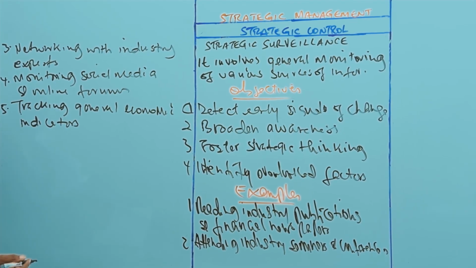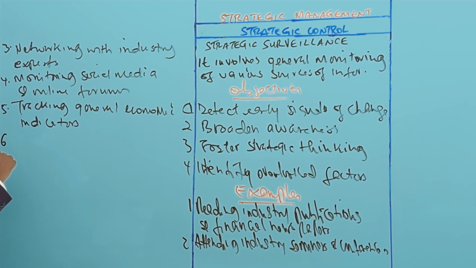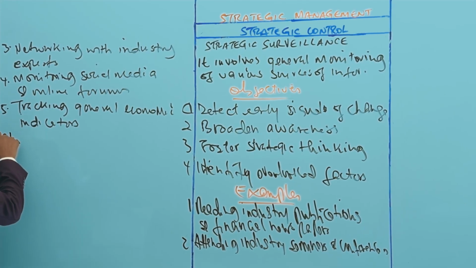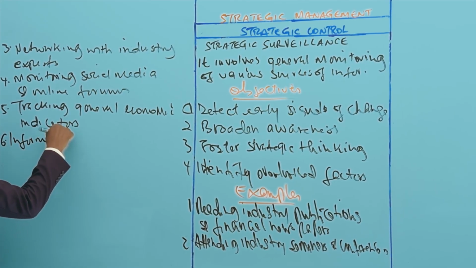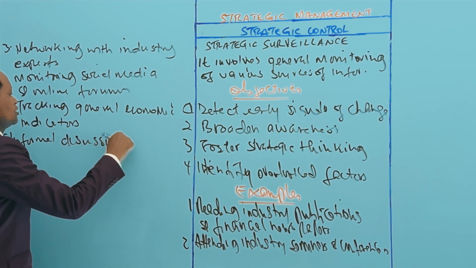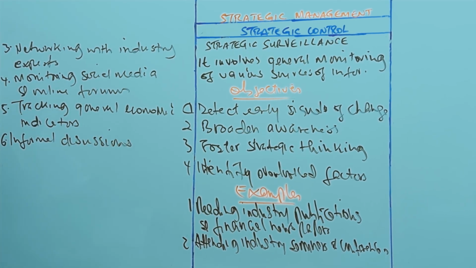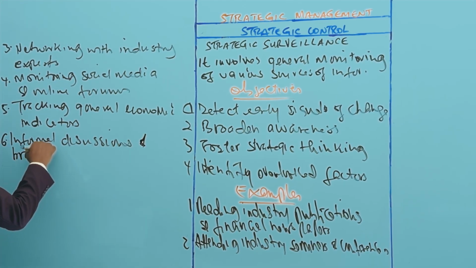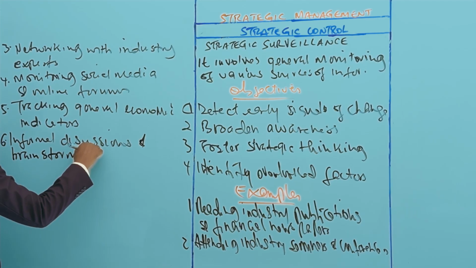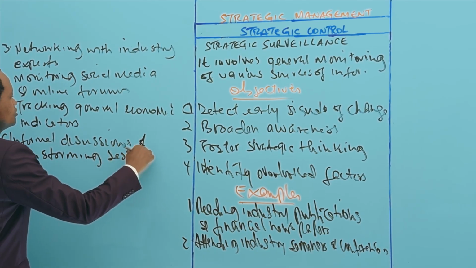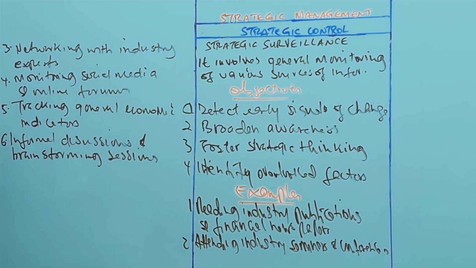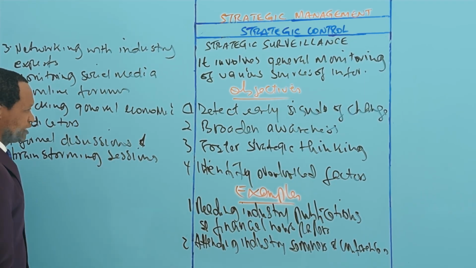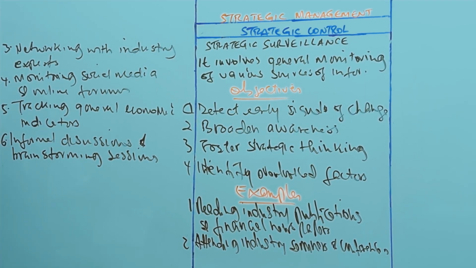You can as well carry out informal discussions. Conducting informal discussions and brainstorming sessions. You understand? Yes. You can encourage employees to share observations and insights from their respective areas. That can help you to do strategic surveillance.